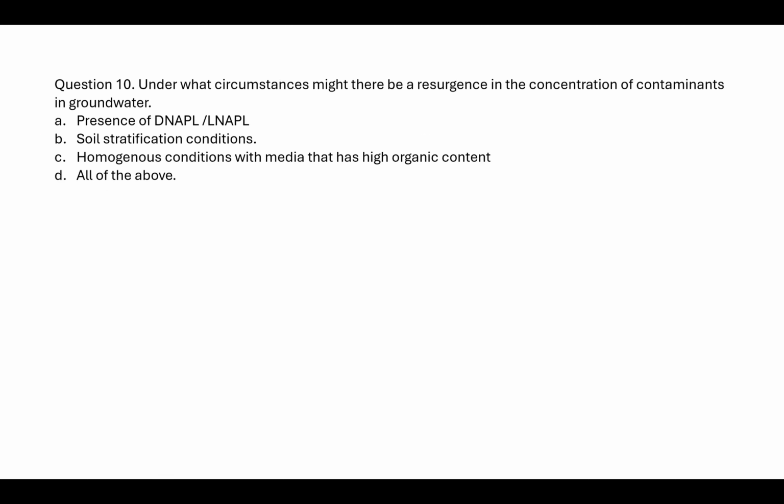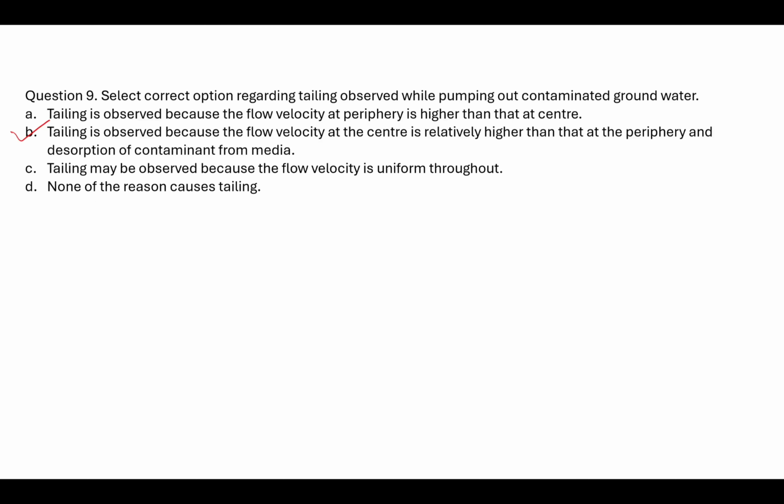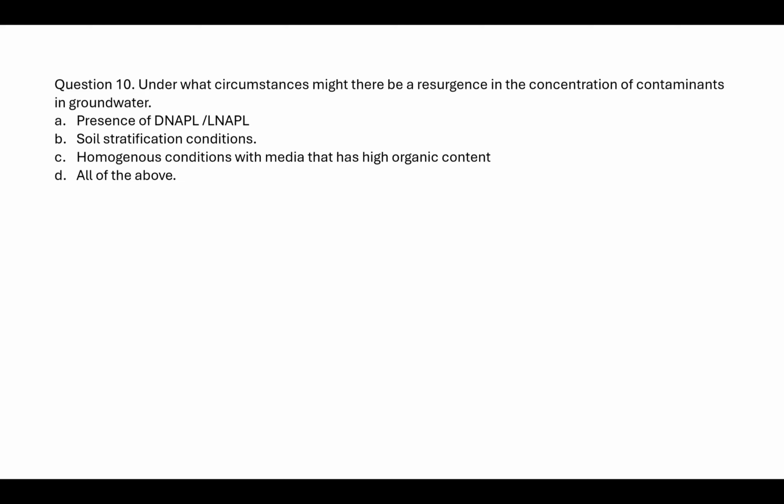So now let's move to the last question. The question is, under what circumstances might there be a resurgence in the concentration of contaminants in groundwater? A, presence of DNAPL or LNAPL. B, soil stratification conditions. C, homogeneous condition with media that has high organic content. Or D, all of the above. So again, I will give you 3 minutes. Please write the option which you think is correct in the chat box.